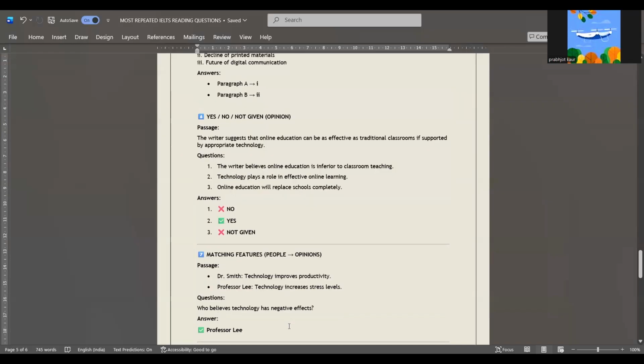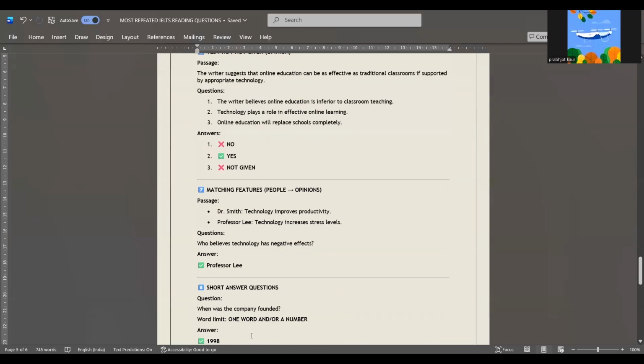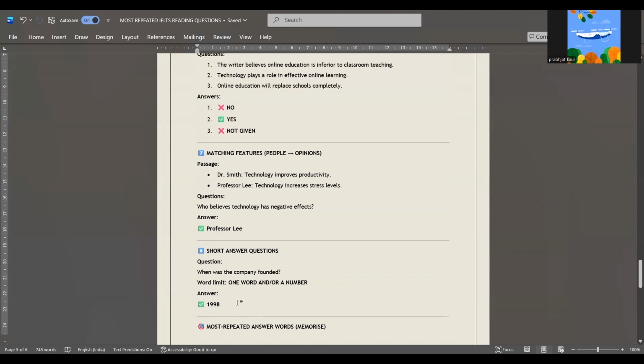Matching features, people and opinions. Who believes technology has a negative effect? Dr. Smith, technology improves productivity? No. Professor Lee, technology increases stress levels. So stress level is a negative effect. So the answer should be Professor Lee. Here is a short answer, so only this example. When was the company founded? So if it is written here as when, when means any year. So you should write only the year.